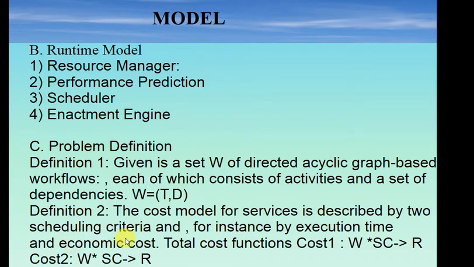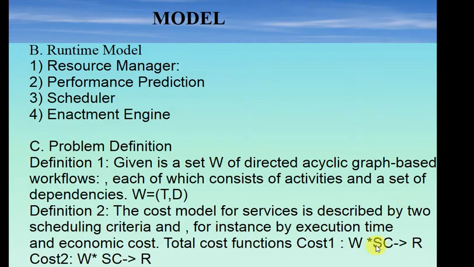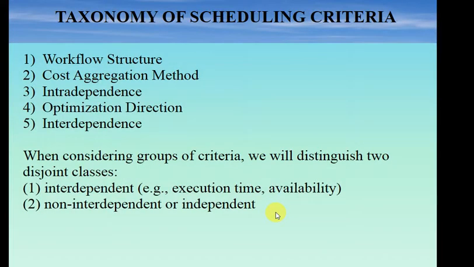The next definition is the cost model for the services, which is described by 2 scheduling criteria, for instance, execution time and economic cost. The first cost is defined for workflows and the scheduling criteria with the resource, and the same for the second cost. These 2 problem definitions can be solved by using an algorithm called DCA.